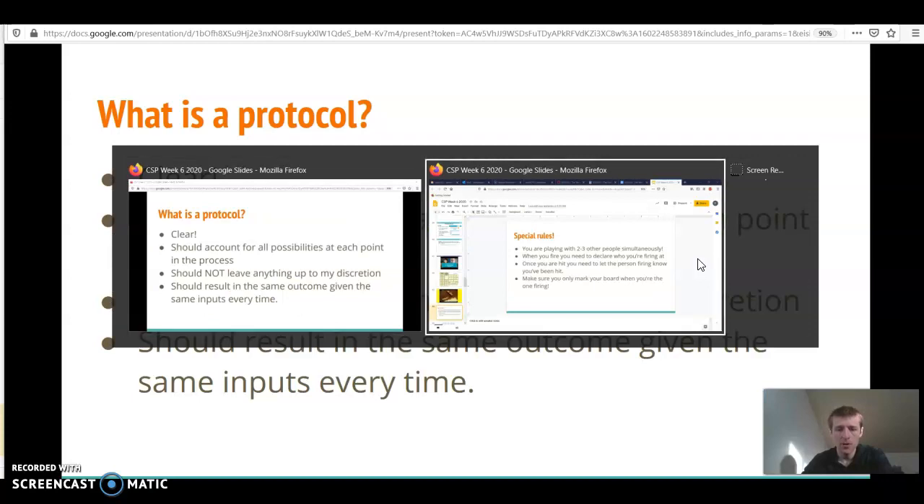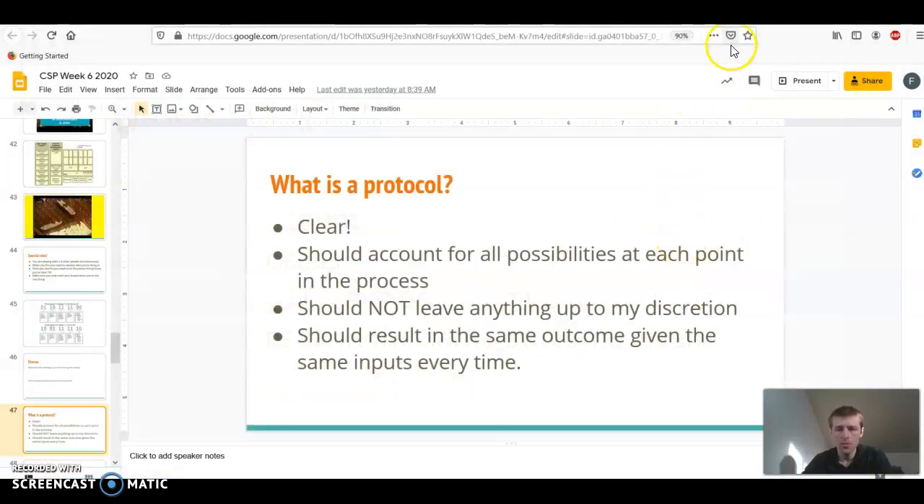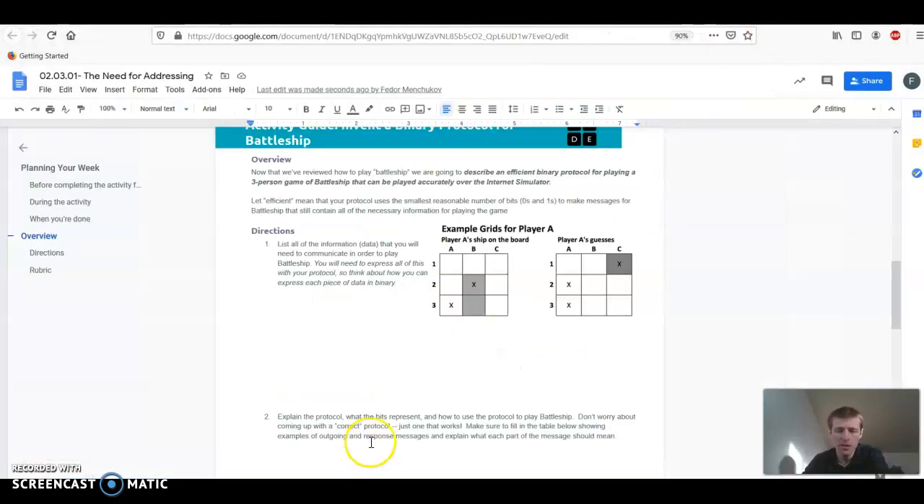So what does that mean for our Battleship protocol? You should be coming up with something that's very, very explicit. It shouldn't leave anything to my imagination. I should know exactly what a message looks like. I should know what information each message should contain. I should know what order the information will be passing through your network, who's going to start the Battleship game, who's going to go second. That should be clear as well.